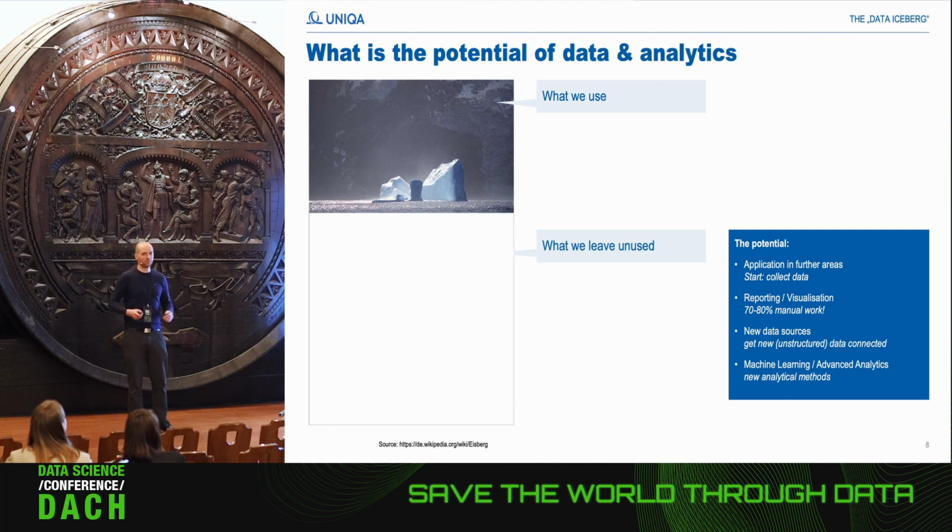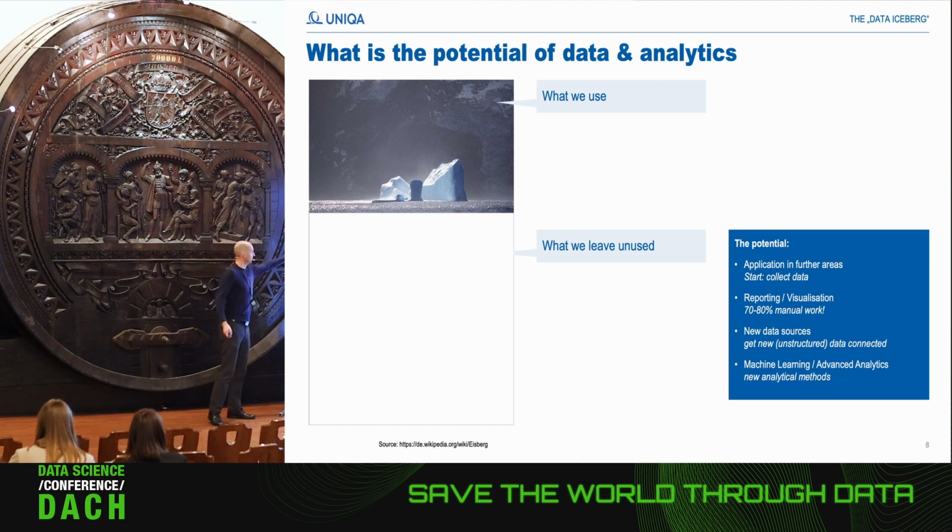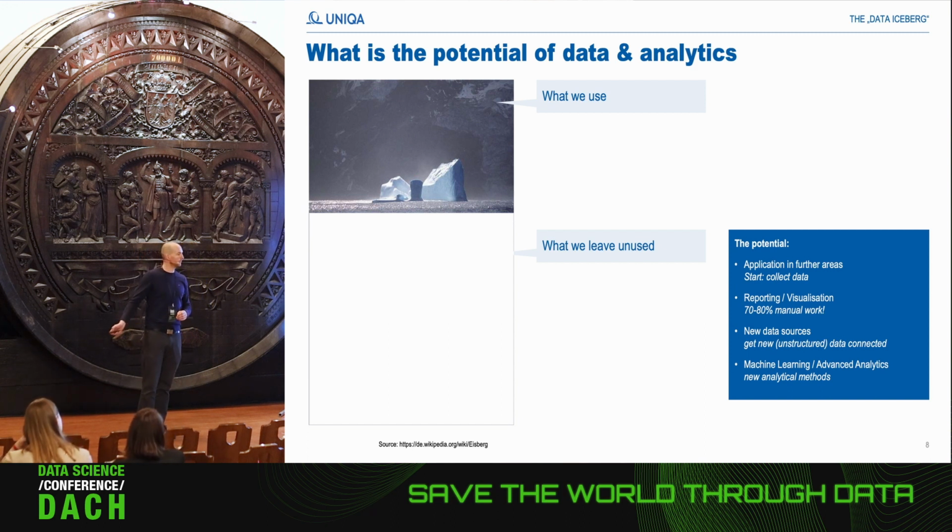Another topic we explain to people is what the potential of data is. Very often we work with the analogy of an iceberg. You all know an iceberg, and this is what you can see. But of course there's a huge part below. In the case of an iceberg, up to 90% of the total iceberg could be down below the water. If we use this analogy for data, the upper part is what we currently use, and the lower part is what we leave unused right now. I think this describes quite well the potential of using data and analytics.